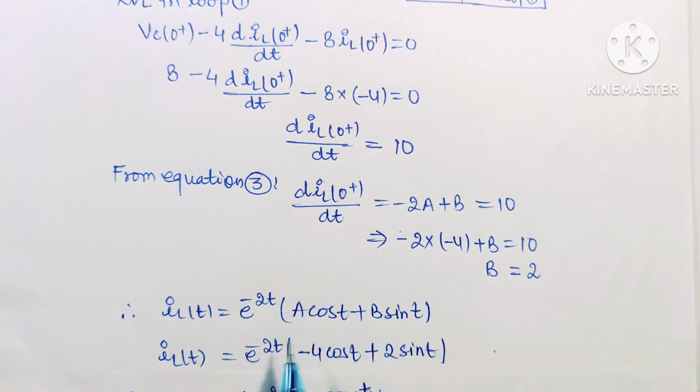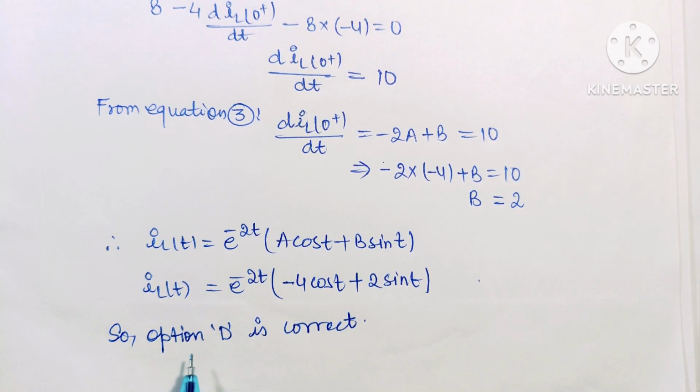Now we will put the values of a and b in this equation, which was iL(t) equal to e to the power minus 2t into a cos t plus b sin t, and this will be our equation. So we can see in our options that option D is correct for this question. So this is the way to find the solution of a second order circuit. As we can see, there are lots of steps involved in this question. Practice more questions so that we may become comfortable solving these questions.